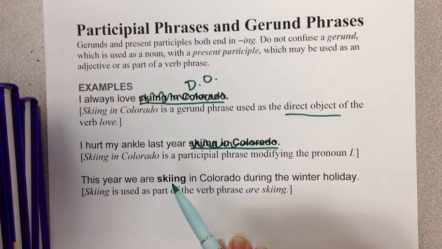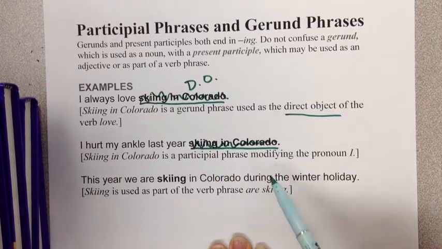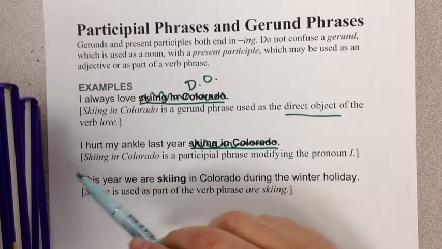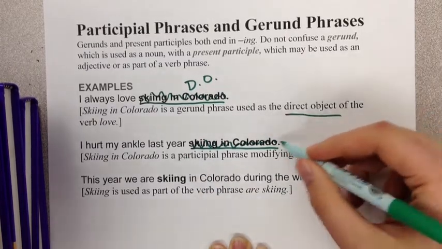Okay, so here, when we try to delete it, the sentence still works because this is an adjective, and a lot of adjectives tend to be deletable. I hurt my ankle last year. It works. So this is a participle.